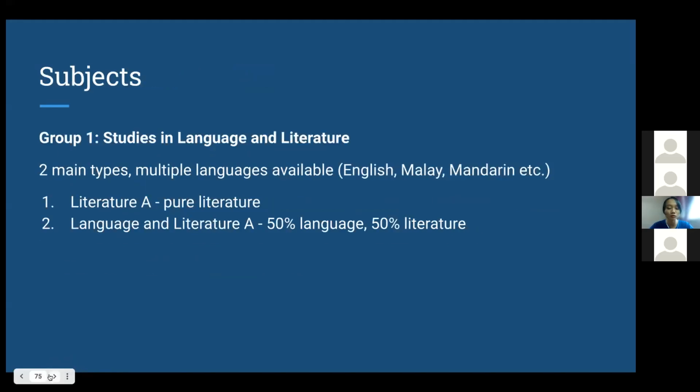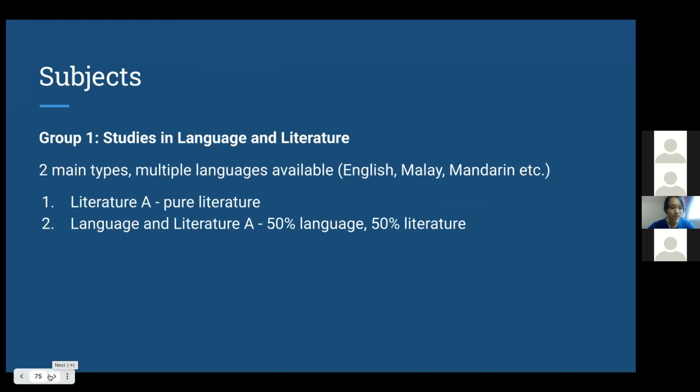Okay, so maybe we'll take you through the 3 core courses later. I'll be talking about the subjects that we study. So we divide them into 6 groups. Group 1 will be studies in language and literature. In this, you have multiple languages available, as well as English, Malay, and Mandarin. In fact, there are more subjects if you really want to. So this will be your main language and your master language.